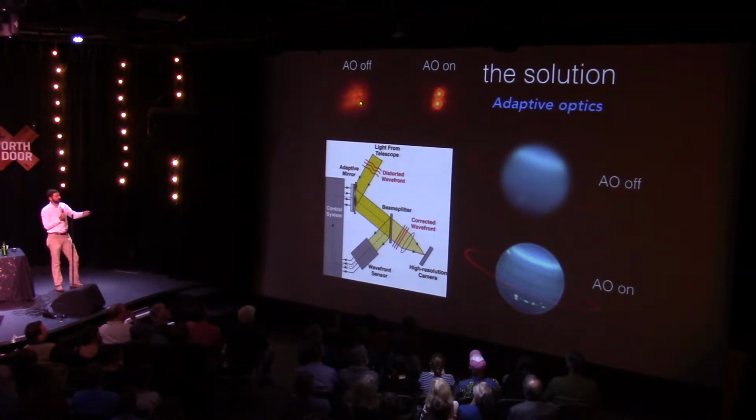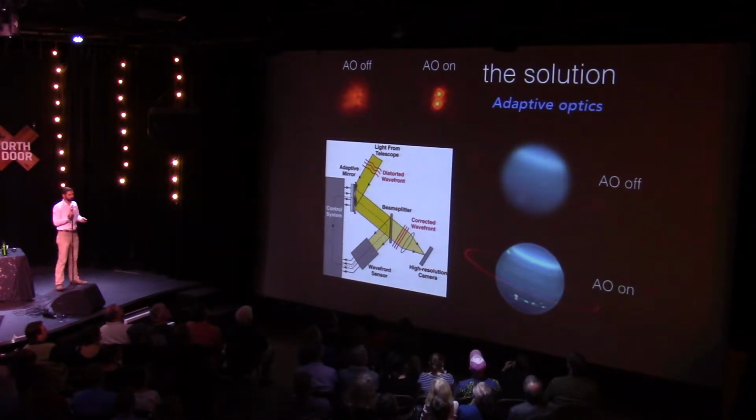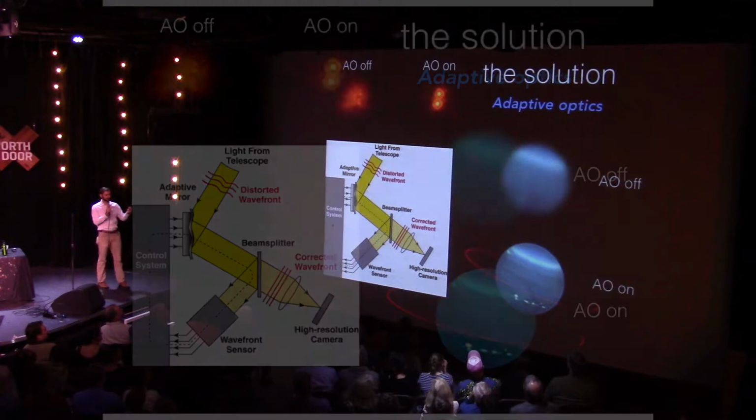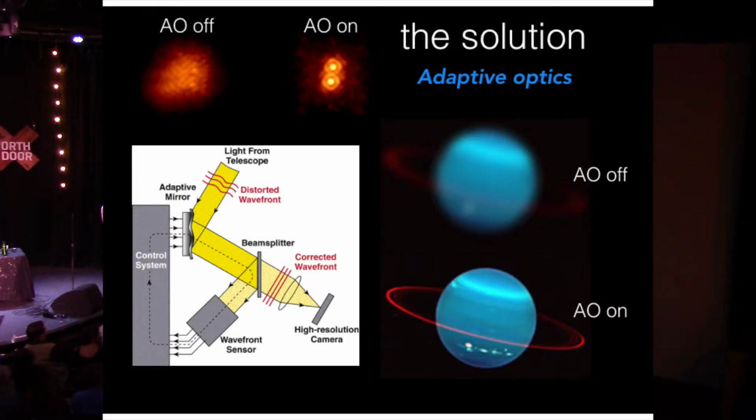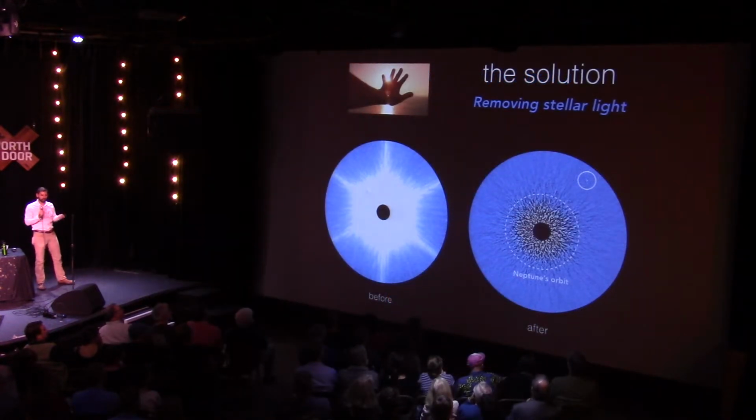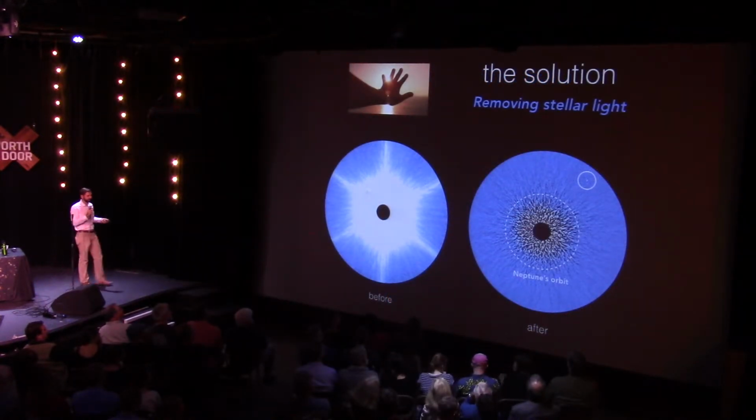So here's just an example with adaptive optics off and with it on. You can basically get diffraction limited images. In this case, this is a very close binary. And likewise here for, I think this is Uranus. So we use adaptive optics to essentially bring these massive telescopes into space.